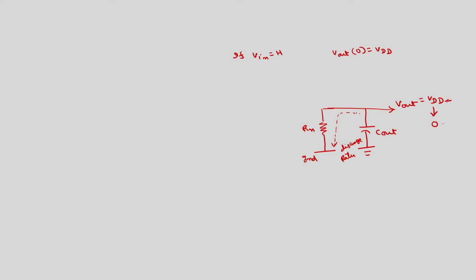Because the output changes down from VDD to 0, that is why this particular network is called pull down network. And the rate at which it will change from VDD to 0 is with a time constant tau is equal to RN C out. Okay.